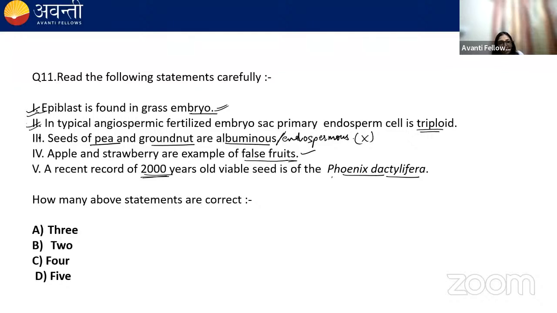Statement number 1 is correct, statement number 2 is correct, statement number 4 is correct, statement number 5 is correct, but statement number 3 is incorrect. So option C, that 4 statements are correct.